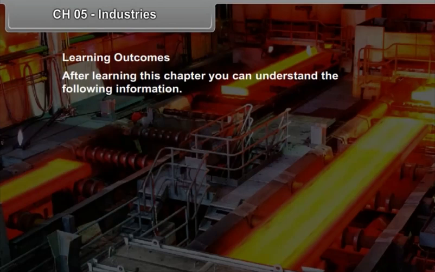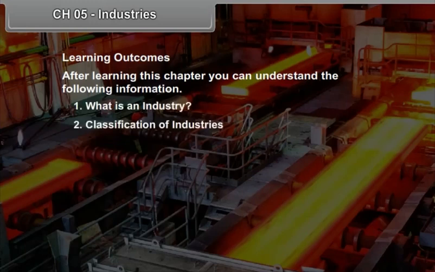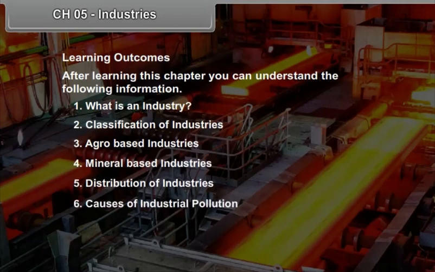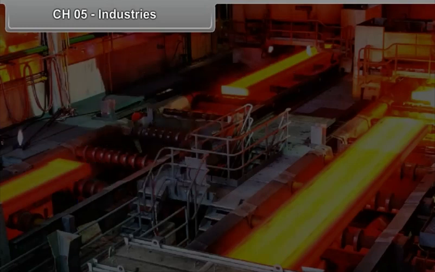Learning outcomes. After learning this chapter, you can understand the following information. 1. What is an industry? 2. Classification of industries. 3. Agro-based industries. 4. Mineral-based industries. 5. Distribution of industries. And 6. Causes of industrial pollution.